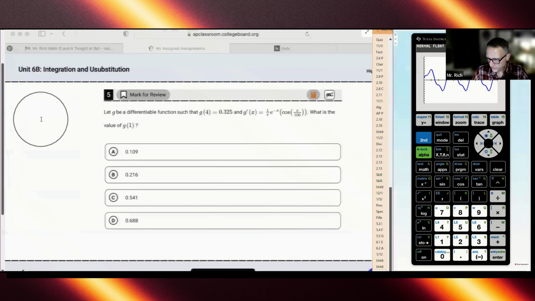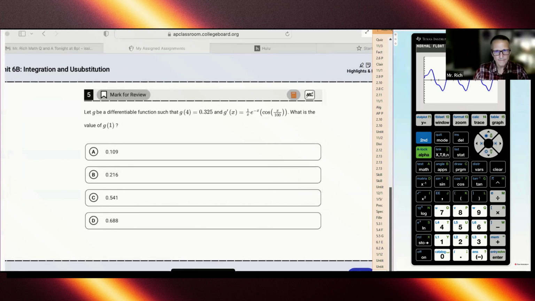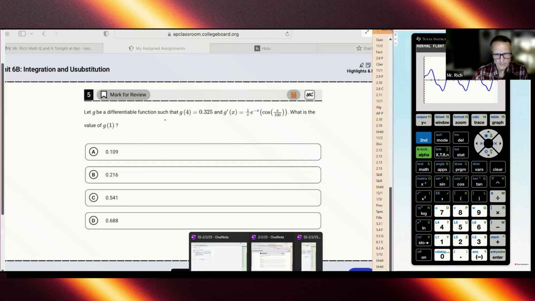Okay. This question says, let G be a differentiable function so that G of 4 is 0.325 and G prime of x is 1 over x e to the minus x cosine of x over 100. What is the value of G of 1? So Izzy and Bella, this right here requires us to integrate. So what I'm going to do is integrate the G prime. Notice this is calculator active. So I'm going to integrate G prime. So I will be putting that into my function on the calculator.